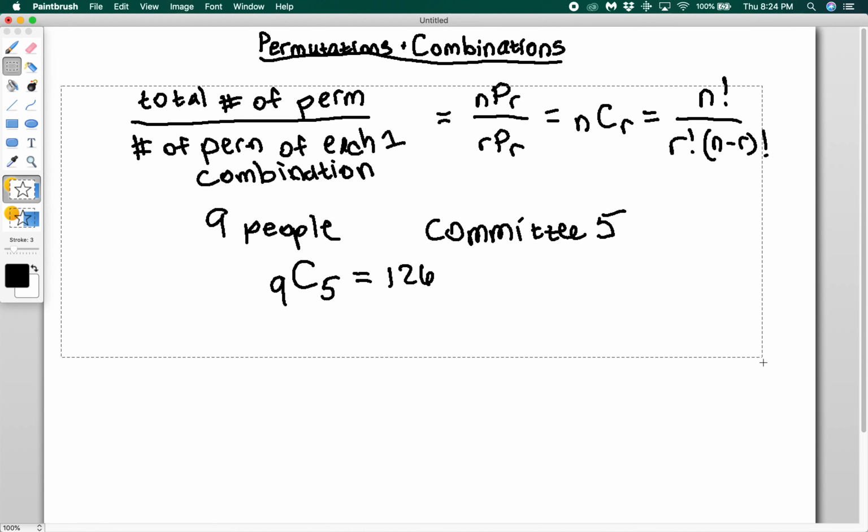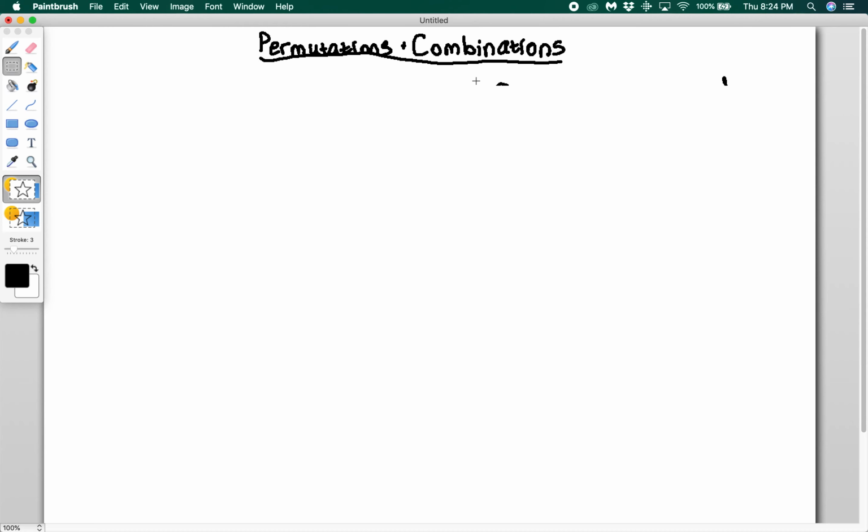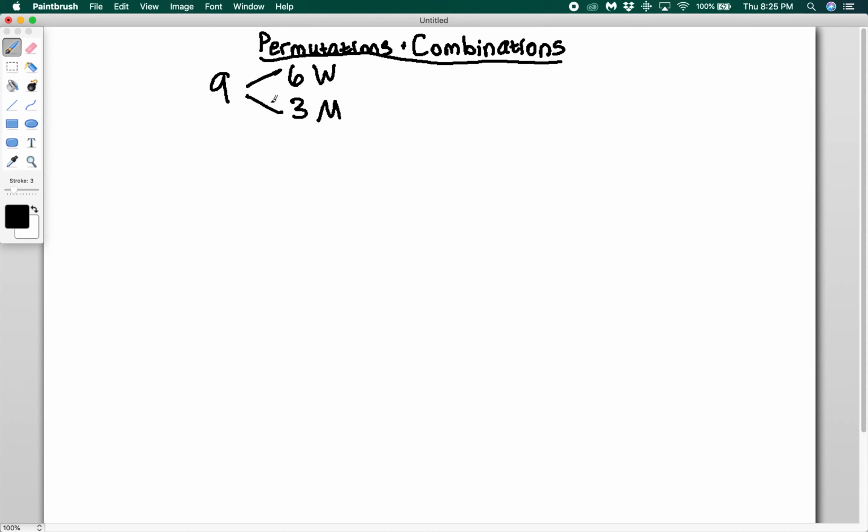Okay, so let's do some more combination problems. We're going to build on building a committee of 5 from 9 people, but now we're going to split up the people a little bit. I'm going to say I have 9 people, 6 women and 3 men in my group of 9. And I still want to form a committee of 5 people. Okay, we're going to do 3 different things here.